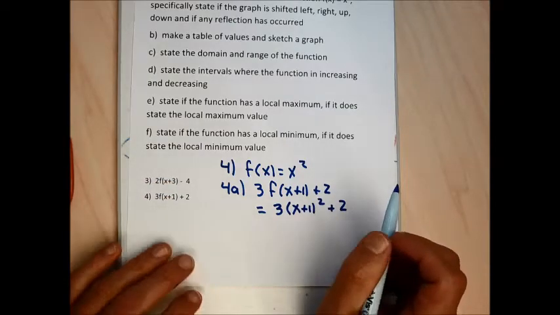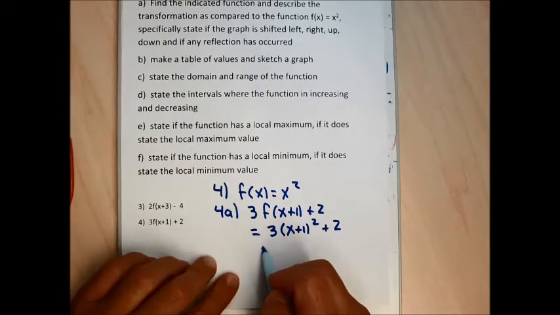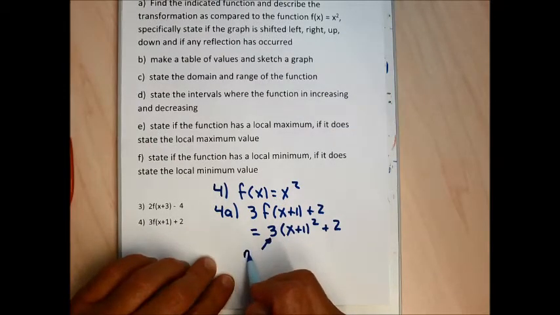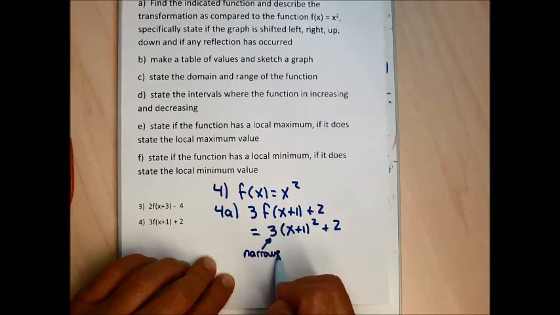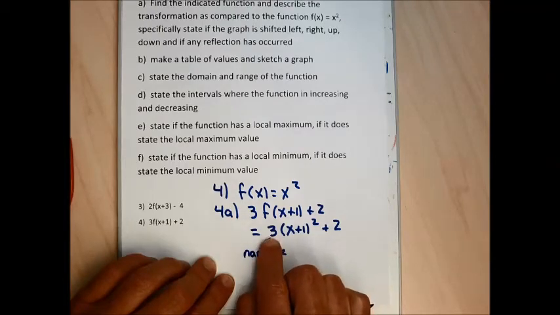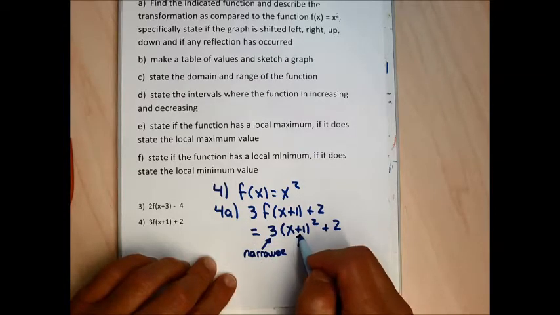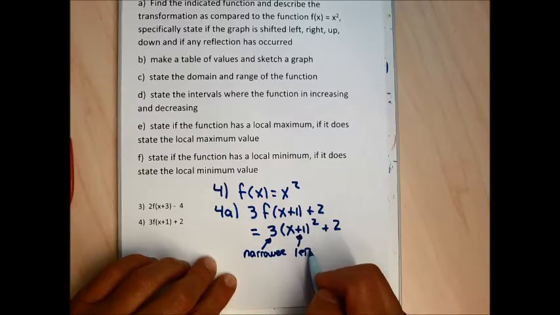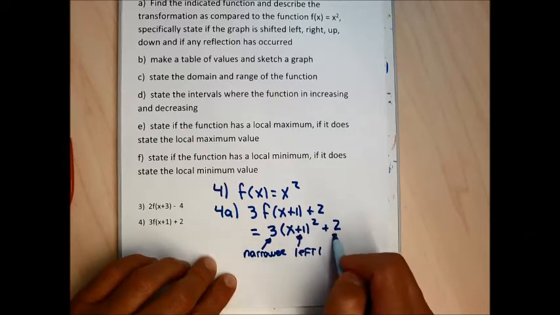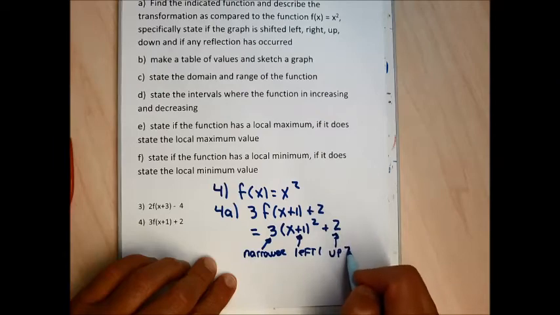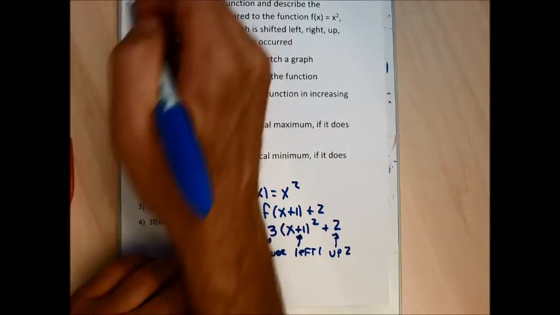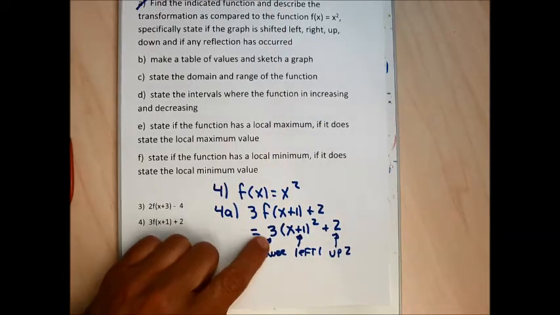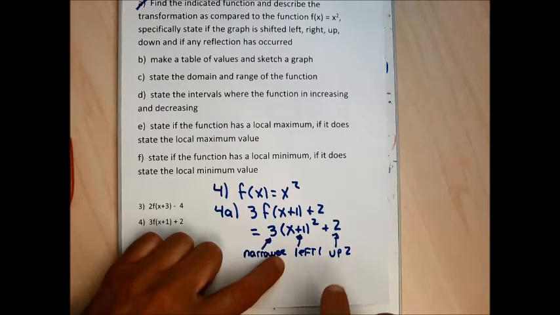If I want to describe what happens, this 3 is going to make the graph narrower. I didn't write that on my sheet. I don't ask this on the test. But if there's a number multiplied by a function, if it's in between 0 and 1, it makes it wider. Bigger than 1, it makes it narrower. This plus 1 is going to move the graph left 1, and that plus 2 is going to move the graph up 2. So that's everything for part A. I've found the indicated function, described the transformation.